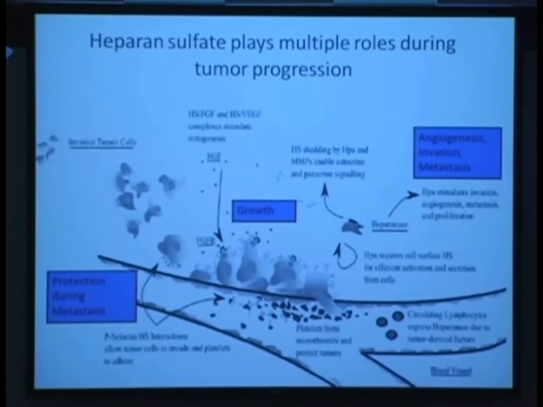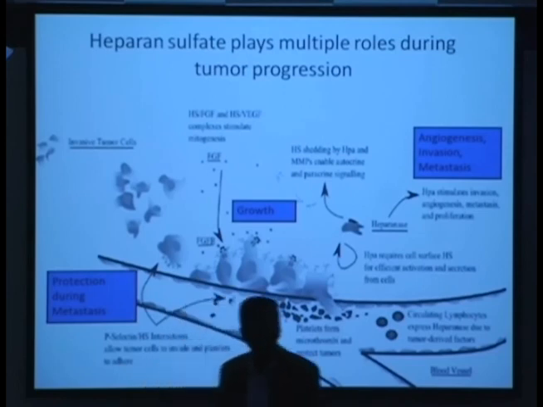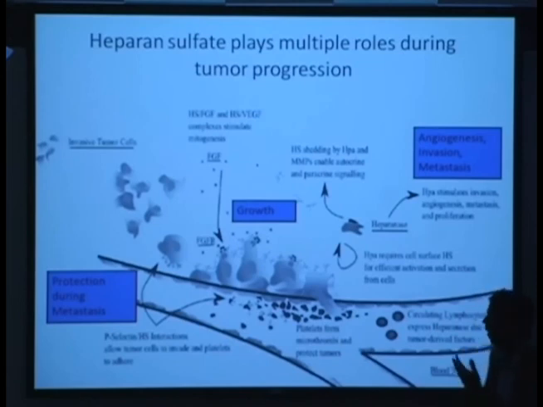For example, not in carcinogenicity, that is not shown, but at least in tumor growth it has been shown to play a role, because for any cells to grow, they need growth factor interactions. So HS-FGF interactions are required for cell growth. And again, heparan sulfate plays a role in FGF binding and hence uncontrolled growth.